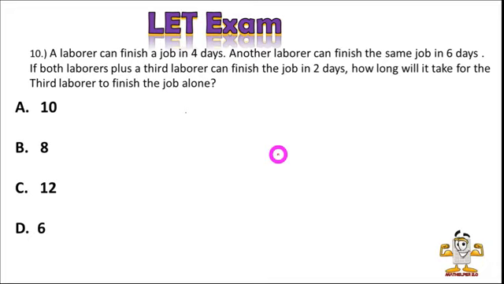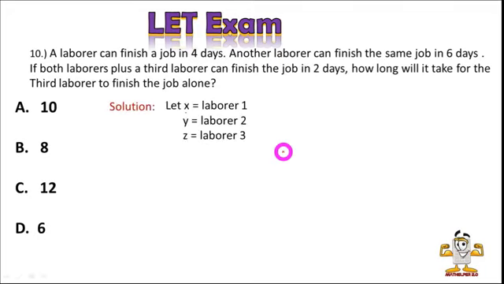Number 10. A laborer can finish the job in 4 days. Another laborer can finish the job in 6 days. If both laborers plus a third laborer can finish the job in 2 days, how long will it take for the third laborer to finish the job alone? So let X be laborer 1, let Y be laborer 2, and let Z be laborer 3.